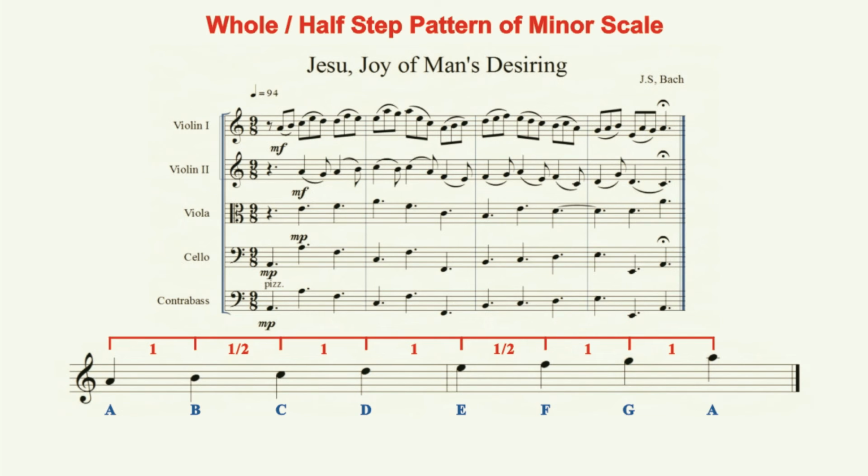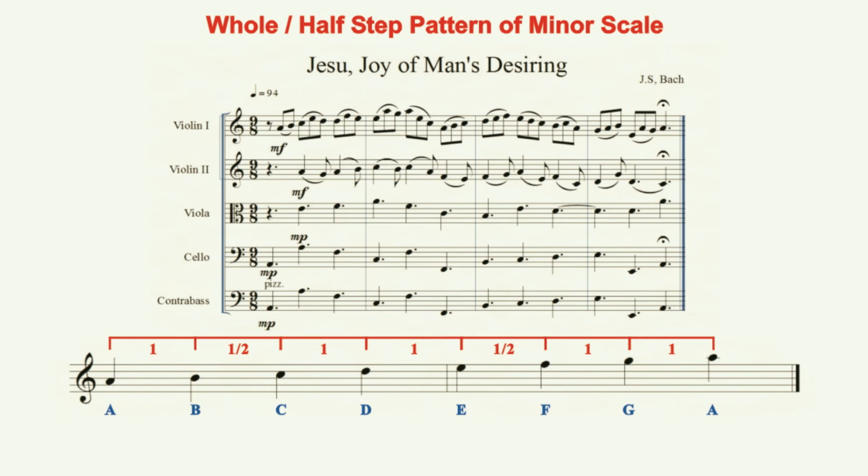A second observation is that this minor scale, like the C major scale, is unmodified by sharps or flats. We can say then that the two keys, C major and A minor, are related in that they share the same key signature. In fact, when referring to these two keys, we say that A minor is the relative minor to C major, and C major is the relative major to A minor.